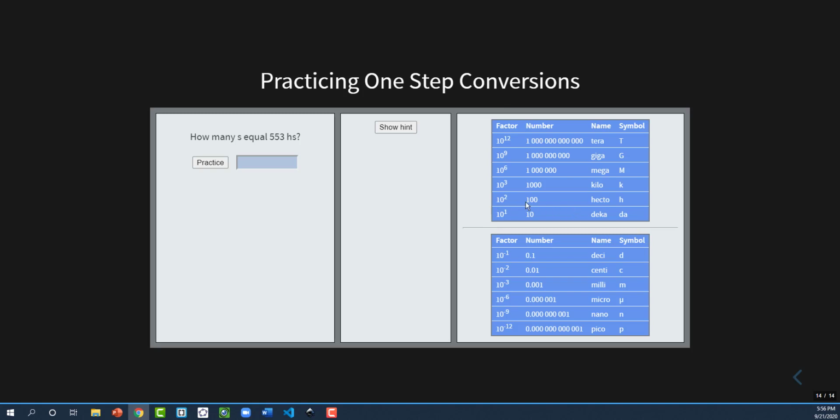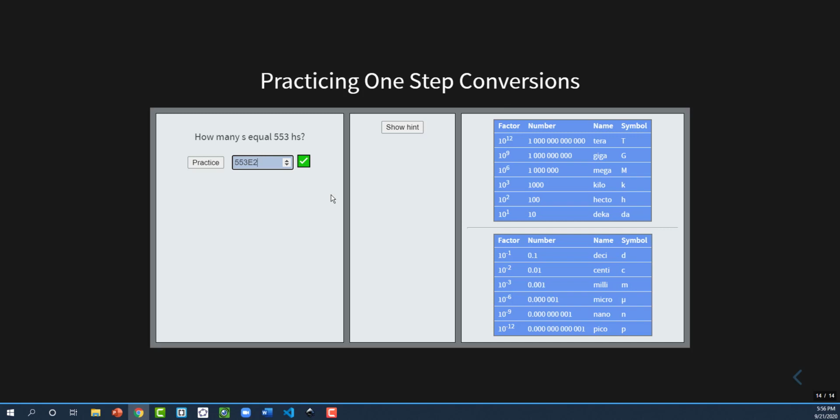So hectosecond is this unit over here. So I know I'm going to take the 553 and I'm going to multiply or divide by some power of 10. Well, what's the difference in power of 10 between the base unit, the second, and the hectosecond? Well, it's 2 powers of 10. So now I have to just ask myself, which is the larger unit? Is it the hectosecond or the second? Well, the hectosecond, it's 100 times larger. So there'll be many more of those seconds than there are hectoseconds. So I have to multiply by 2 powers of 10 to get the answer.